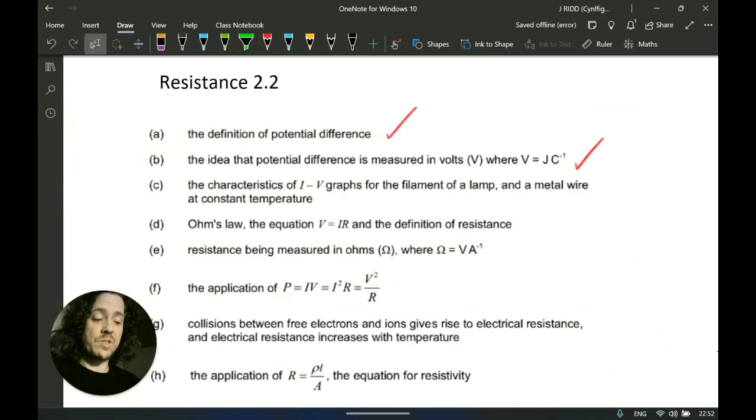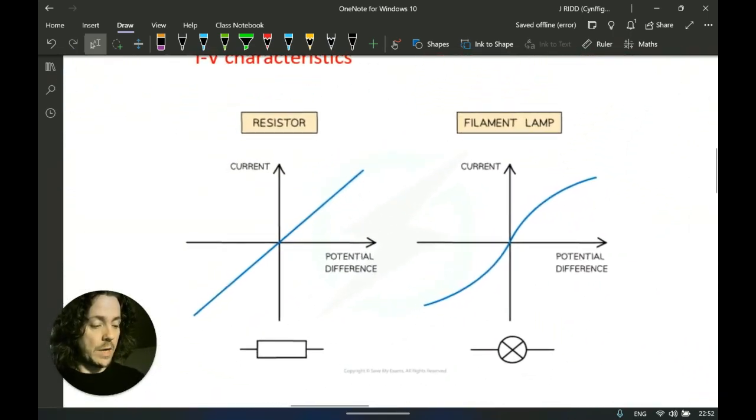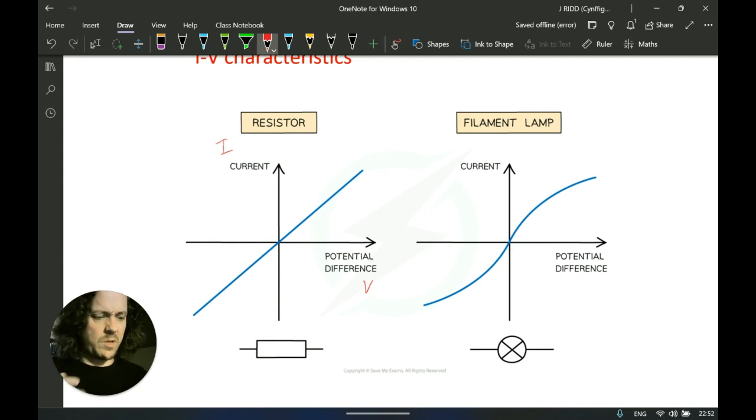Right, so the characteristics of IV graphs for the filament of a lamp and a metal wire at constant temperature. Okay, let's have a look at that now. So here I have 2 graphs showing the relationship between potential difference or voltage and current, and just so that we remember, this is our voltage and this is our current. Annoyingly, current has the symbol I and is measured in amps, which can be confusing, right? But that's why you've got to really crack those books.